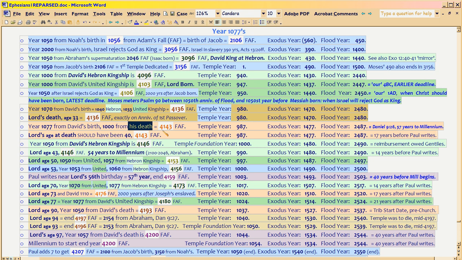He retired at 70, unfortunately, because scholars are looking at Josephus rather than the Bible. They think he died at 70. Okay, well, 1,000 years from his retirement at 70 is 4136. Because he was king over all Israel for 33 years, then he retired.